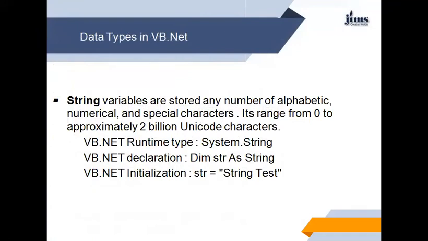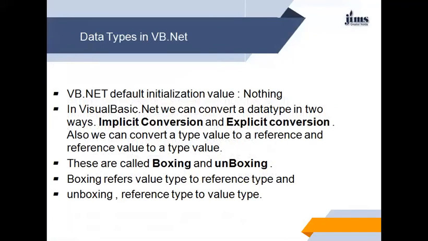So there are different data types: you have seen Boolean, Integer, and now String. String variables store any number of alphanumeric, numerical and special characters. Its range is from 0 to approximately 2 billion Unicode characters. The VB.NET runtime type is System.String. Let's say str is a string, and we have assigned a test string to it. The VB.NET default initializing value is Nothing.